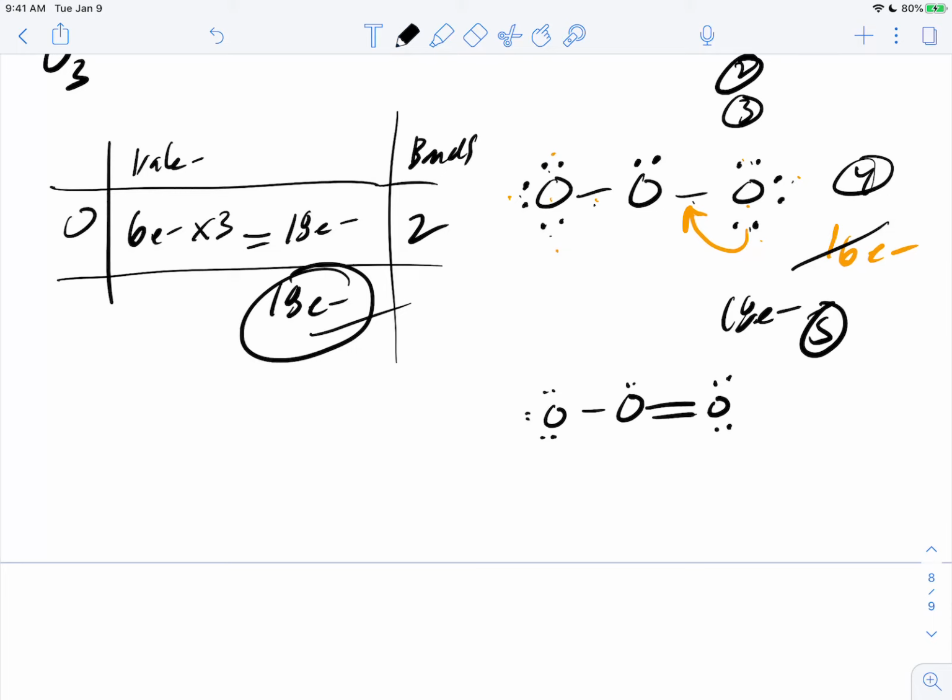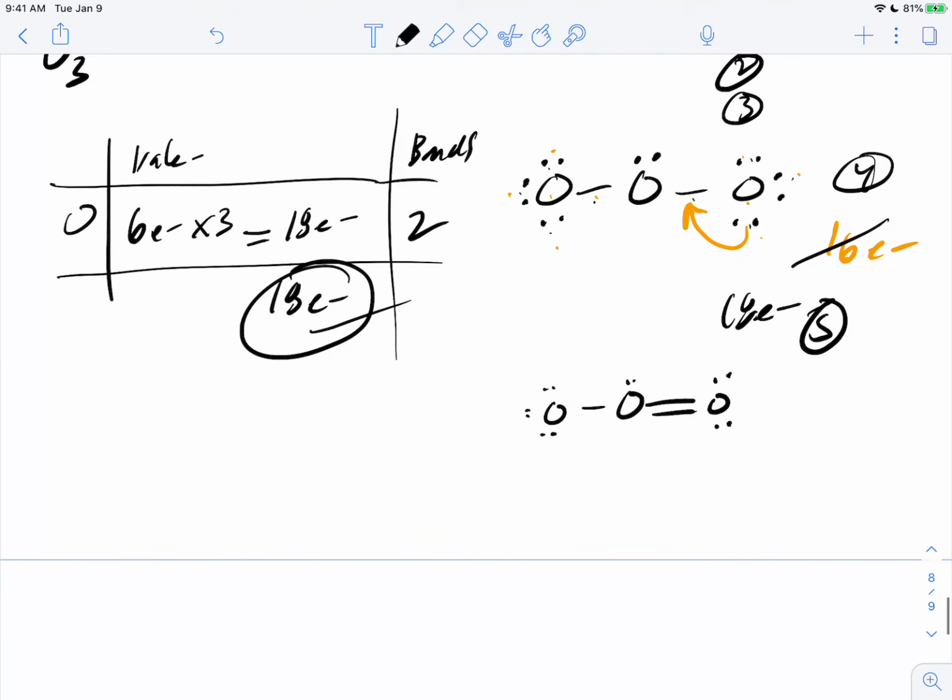So if I look at my structure, I'm going to make sure I did this right. First, does every oxygen have an octet? On the left, I have an octet: 2, 4, 6, and then the bond makes 8. In the center, I have 3 bonds, that's 6, plus a lone pair is 8. And on the right side, I have 2 bonds, that's 4, and 2 lone pairs, that's 4, plus 4 is 8. Okay, so now we need to make sure that we have 18 total electrons. So we have 2, 4, 6, 8, 10, 12, 14, 16, 18. So we still have 18 electrons.